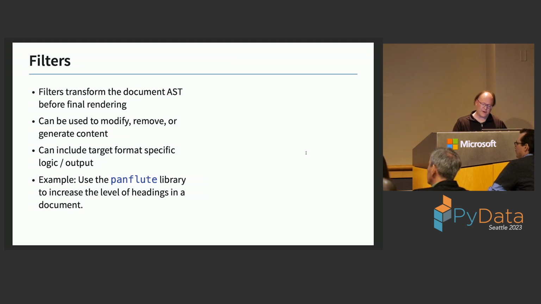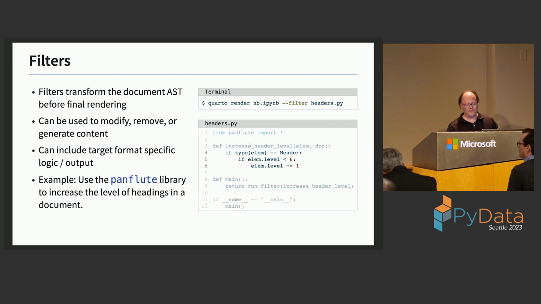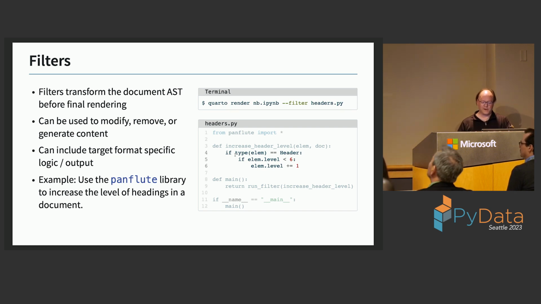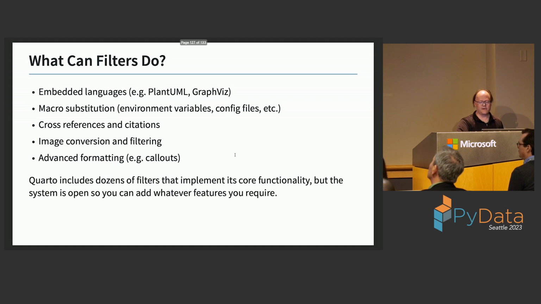So I'm going to give you a really simple Python example here. There's a library called panflute. We're rendering a notebook, and we've said, please run this filter when you render the notebook. You can see this is the full source code of the filter, and it's a really trivial filter. This is the only code that really matters here: if you find a header and it's less than level 6, increase it. So it's just saying increase all the heading levels by 1. Again, a very trivial example, but you can do very, very powerful things with filters. Many of the features of Quarto are implemented with filters, that's how we do a lot of the magic that we do.